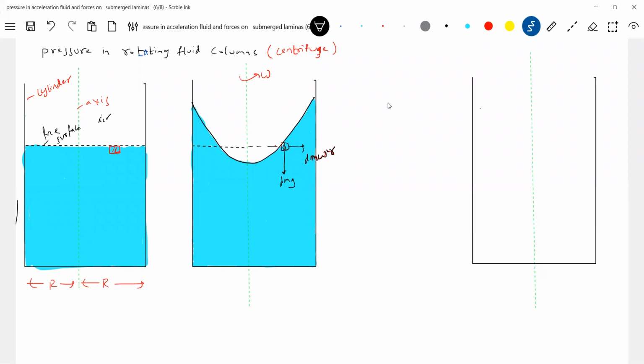dm omega square r. So the resultant force, how will it be directed? It will be directed along df like this. If you draw a tangent at a certain point where you assumed a liquid column, this tangent will make an angle theta. So this should be the theta.